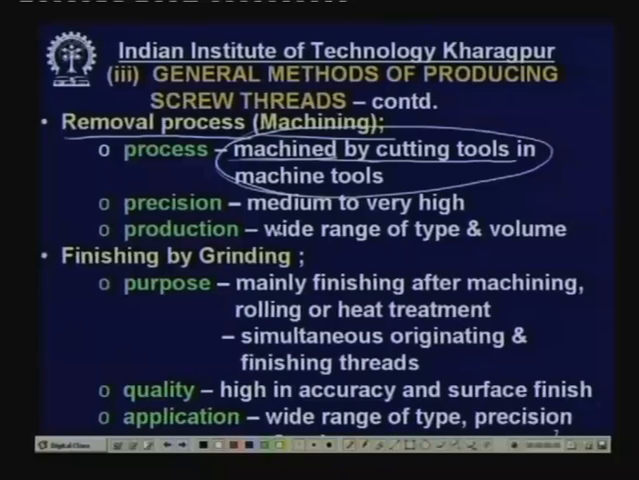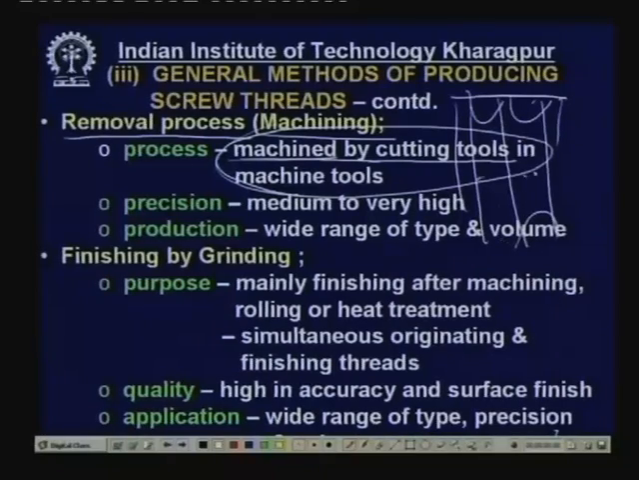So, it is a continuous removal of excess material slowly in the form of chips, that is called machining, number 1. So, from a cylindrical surface the material will be removed from the groove gradually. In respect of precision, machining produces a wide range of precision, medium to very high. Production rate also widely varies. It can be very moderate, it can be medium, it can be large volume or mass production, all right.